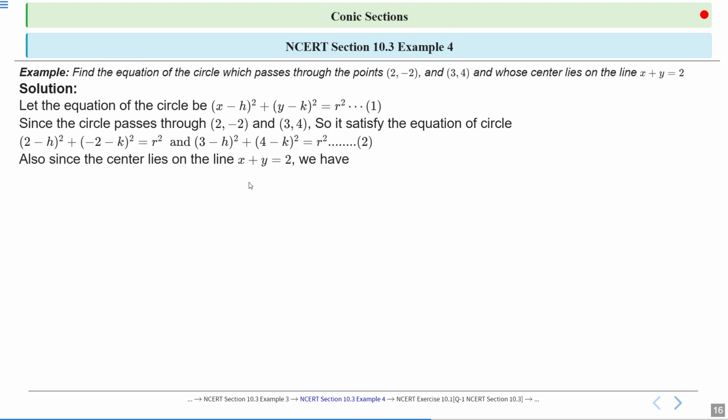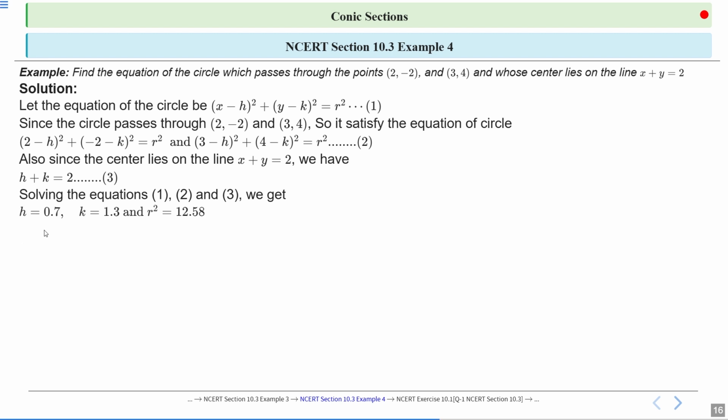Also, since the center lies on the line x plus y equal to 2, we have h plus k equal to 2. Because the center of the circle is basically h comma k, and it lies on the line x plus y equal to 2, it must satisfy the equation of the line. Then we obtain the equation h plus k equal to 2. I am naming this equation number 3. Now solving equations 1, 2 and 3, we will get the values of h and k.